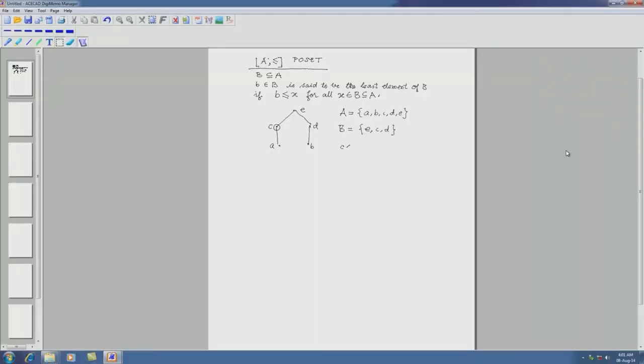Now, we shall see that there is no element in the set containing E, C, D, which can be called the least element. If we consider the element C here, of course, C is related to E, which we sometimes just say C is less or equal E, but C has no connection with D. Similarly, D is related to E, but D has no connection to C. And of course, E is only related to E and nothing else. Therefore, this is an example of a subset which does not have a least element.